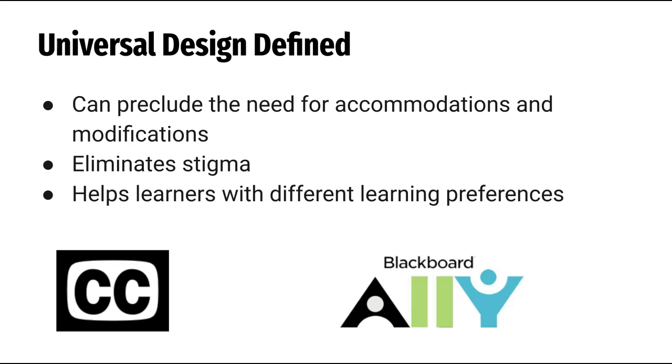So if a student needs closed captions, those closed captions are already added to the course before the student even enrolls in the course, before the student needs to self-identify, which helps to eliminate or minimize the stigma associated with disability and self-identifying for disability. And of course, by implementing universal design for learning, we're helping learners with different learning preferences as well as learners with specific documented needs.